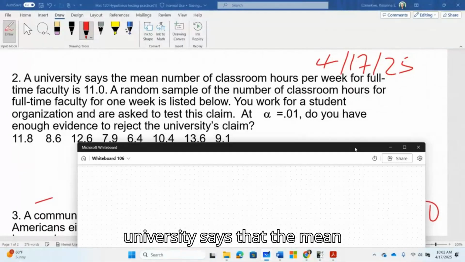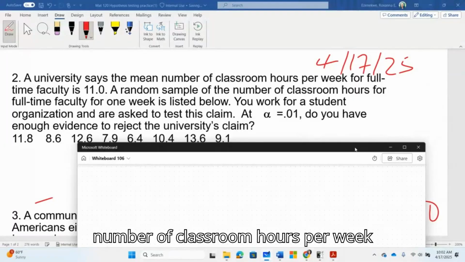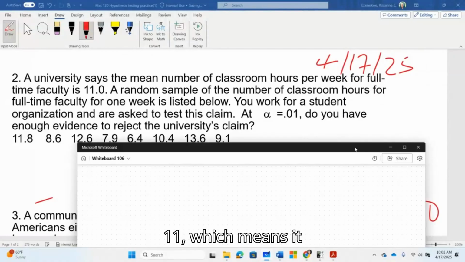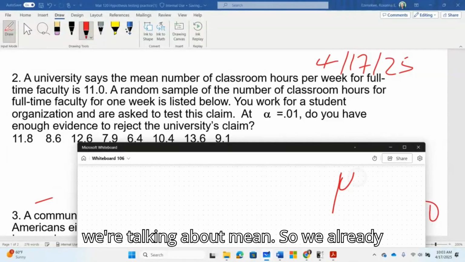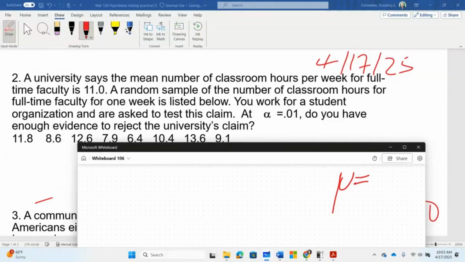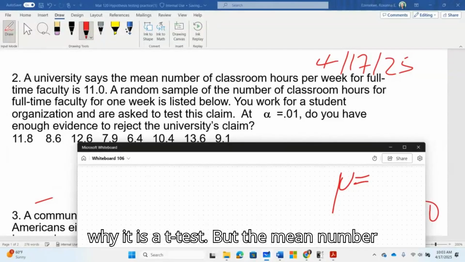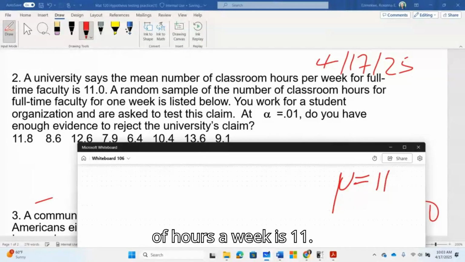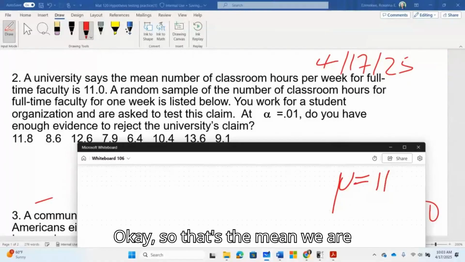A university says that the mean number of classroom hours per week for full-time faculty is 11 hours. So that's weekly, for full-time faculty it is 11 hours. So every week, the mean is 11 hours. Remember, it is mean. We're talking about mean, so we already know that this is a t-test. How do we know it's a t-test? Let's keep reading, we'll find out why. The mean number of hours a week is 11. So that's the mean we are contesting.